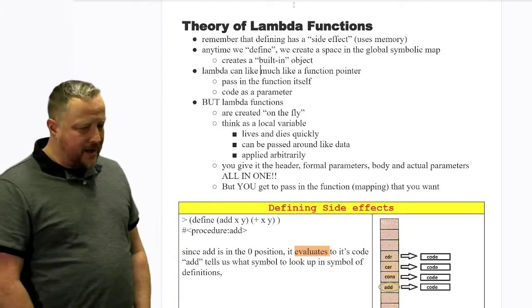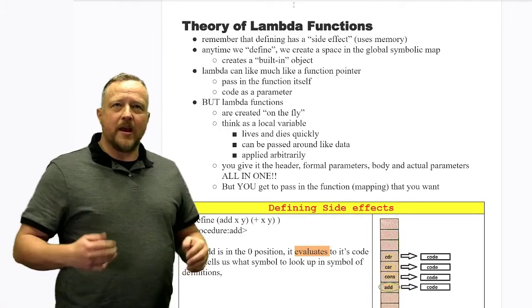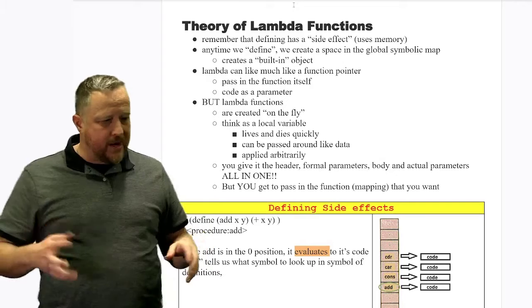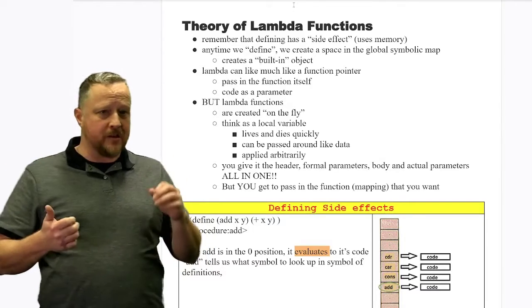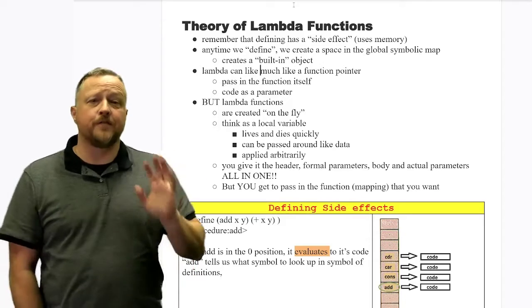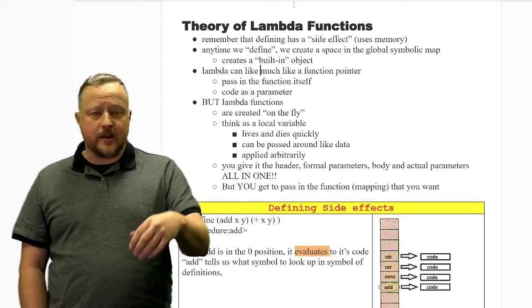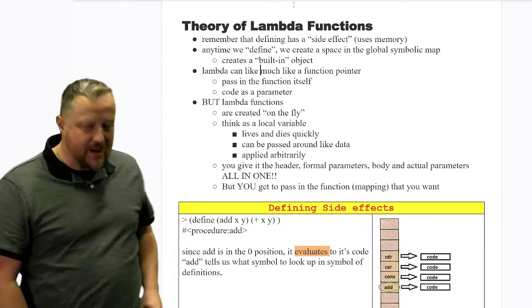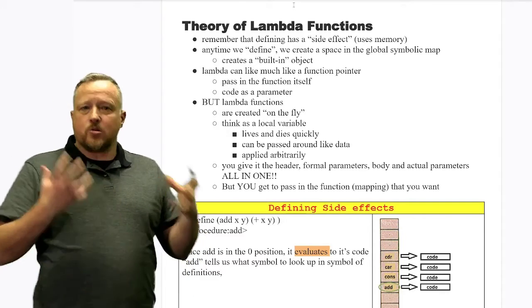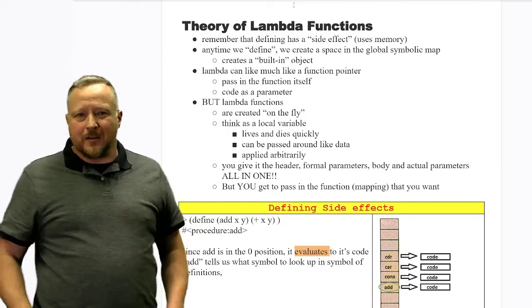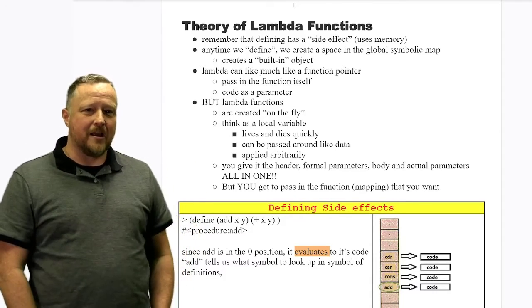In the theory of a lambda function, we have to remember that creating a normal function that you and I do every day creates some type of side effect. That means it's taking up resources, memory, whatever. Every time we use define, specifically in Scheme, and very similar to C++ and Python, stuff like that, we're creating something. We're changing a state. Well, it can be bad. Let's put it that way.